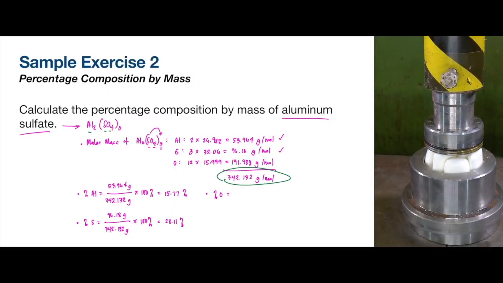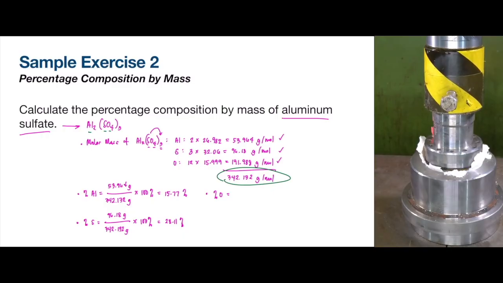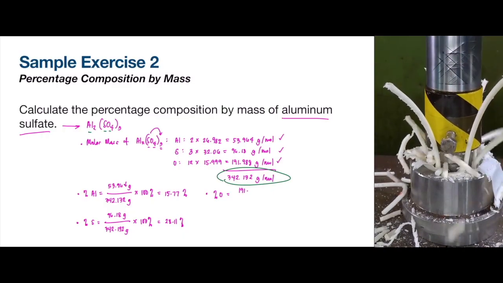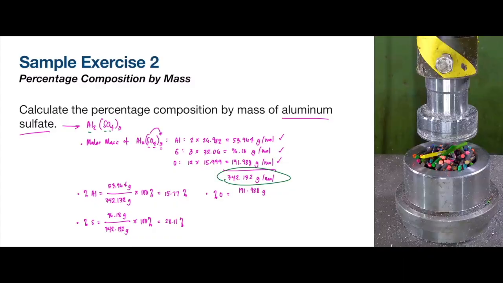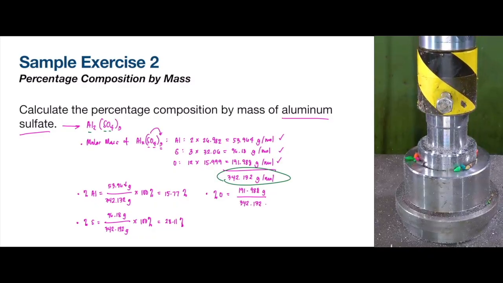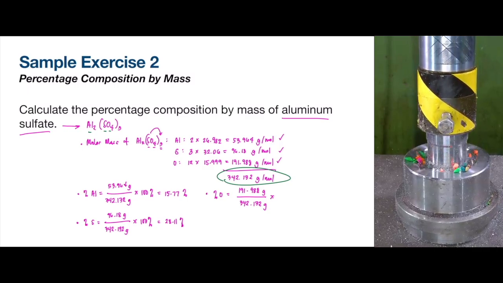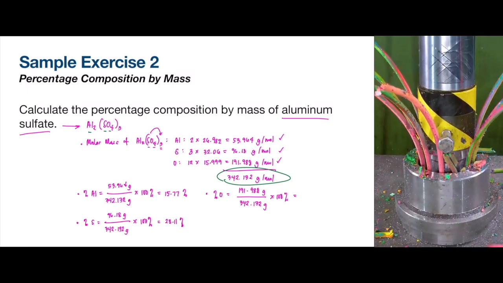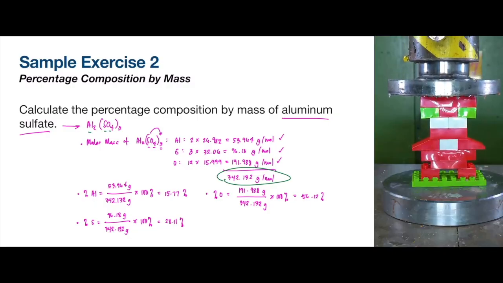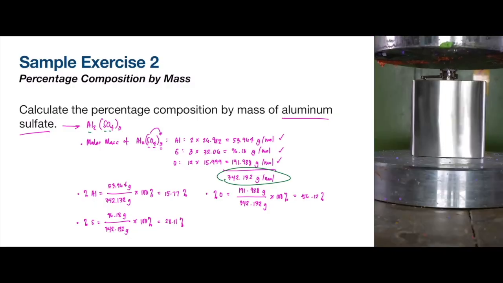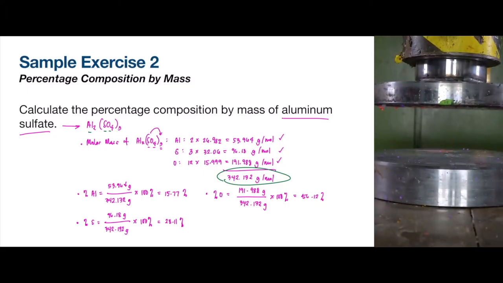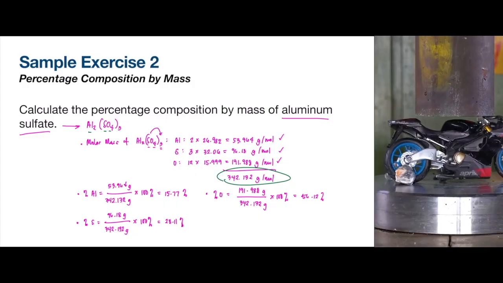And lastly, let's solve for the percent oxygen in aluminum sulfate. So the parts for oxygen is 191.988. So 191.988 grams divided by 342.132 grams times 100% equals 56.12%. Just to check if we have the correct percentage composition of elements, the percentage compositions should add up to 100%.